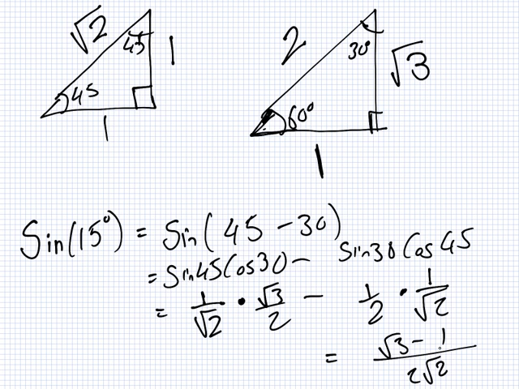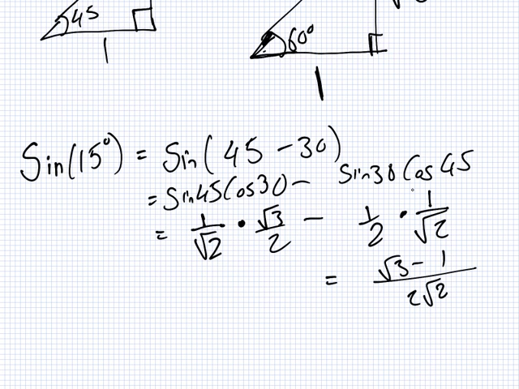Root 6 minus root 2 over 4. Now what we can do if we want to clean it up, we can multiply above and below by root 2, if you want, but there's no need.